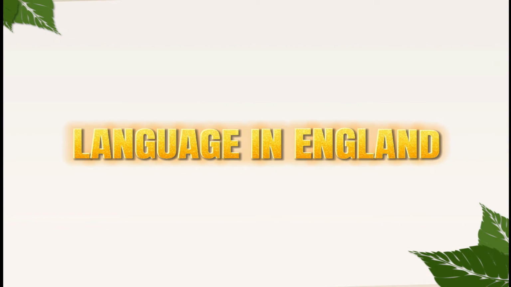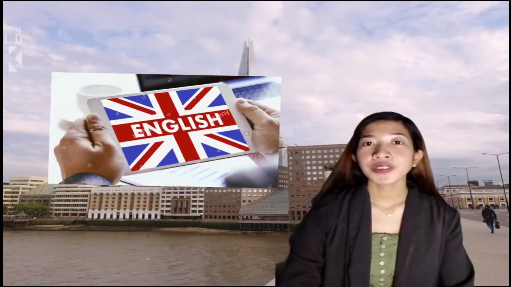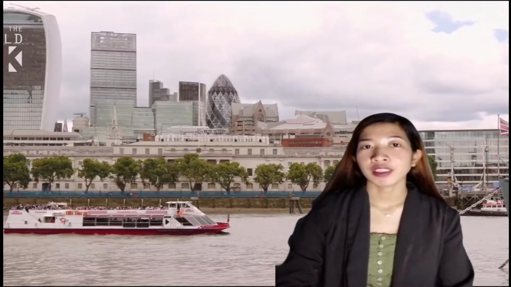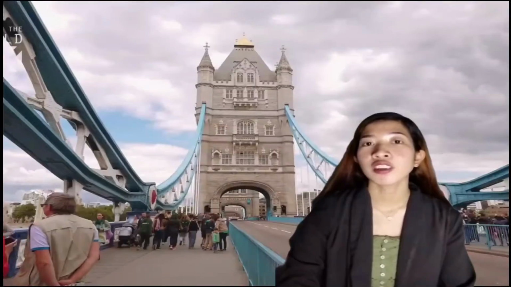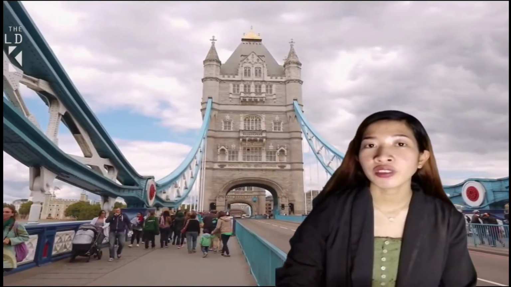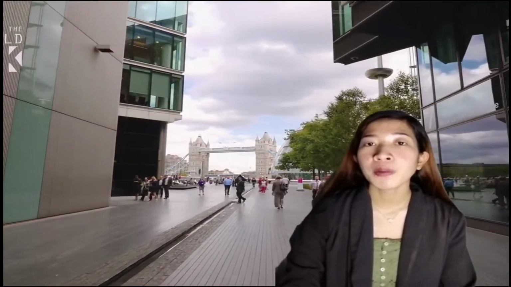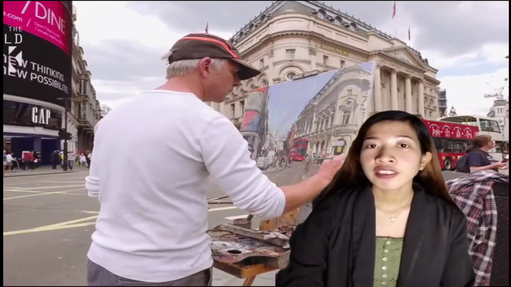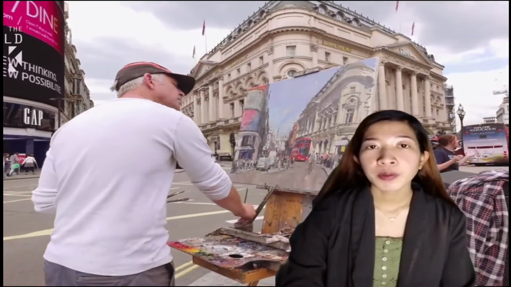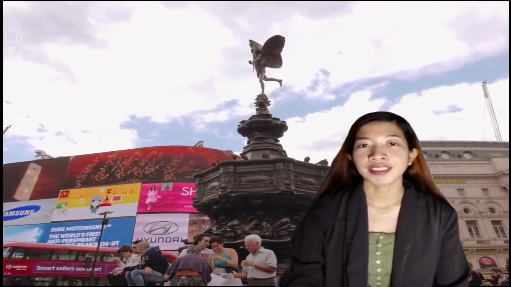Language in England. English is the de facto national language of the United Kingdom, which means that there is no law establishing it as the official language. It is used in every official capacity, simply because the majority of the country speaks the language. Geographically, English is spoken almost everywhere in the United Kingdom, but it is most common in England.